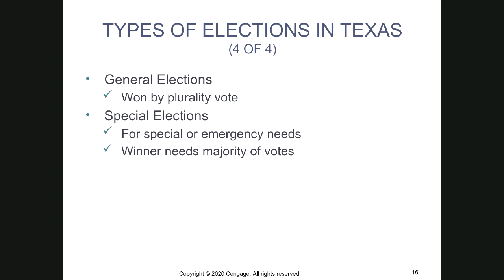So if we think back on our example from before, and look at the whiteboard, candidate one had 33, candidate two had 34, and candidate three had 32. Well, instead of making the two top vote getters pit against one another, here it would just be candidate two, who got the most votes, 34%, who would win. That's a plurality. So an election rule in which the candidate with the most votes wins, even if the candidate gets less than 50%, that's a plurality vote. General elections are won by plurality, whoever just got the most votes.